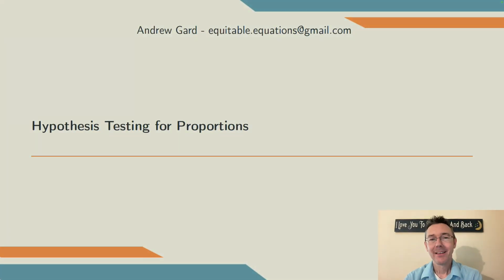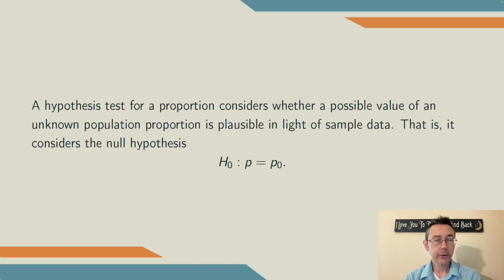Hey everybody. Today we're talking about hypothesis tests for proportions. We're in a situation where there's an unknown population proportion, p, and we want to know whether one particular value, p naught, is plausible or not in light of some sample data. In other words, we want to test the null hypothesis that p is equal to p naught.